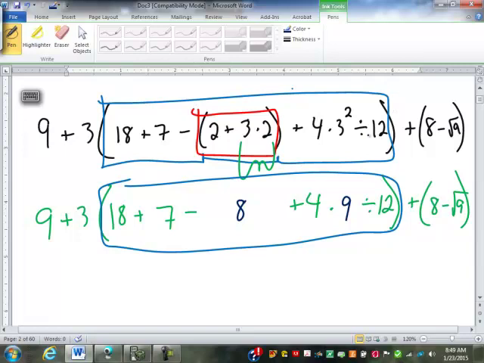Now there's no more exponents. We're down to doing multiplication and division. We have one of each. We're going to work left to right. 4 times 9 is 36. So we take out the 4 times 9, replace it with 36. The rest of the problem will stay unchanged. Next, we divide. 36 divided by 12 is 3.